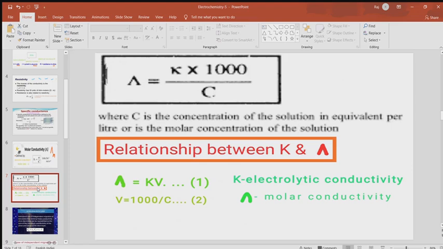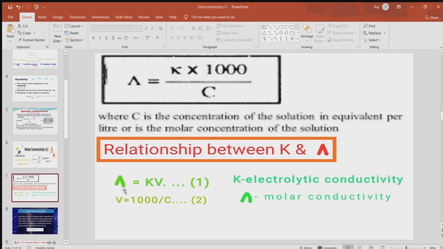Therefore, lambda is equal to K into V, K multiplied by V. This is the solution. This is equation number 1. Lambda is equal to K into V. K means electrolytic conductivity and V means volume of solution.